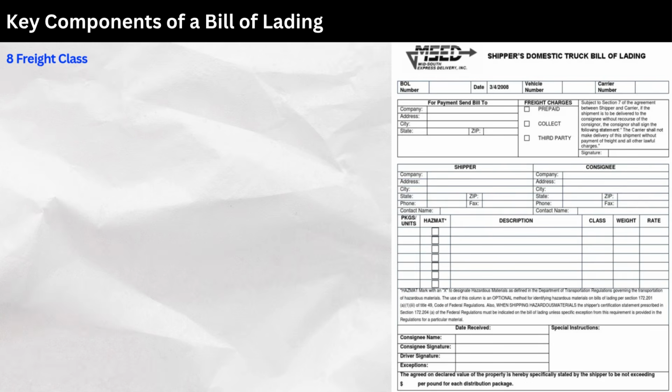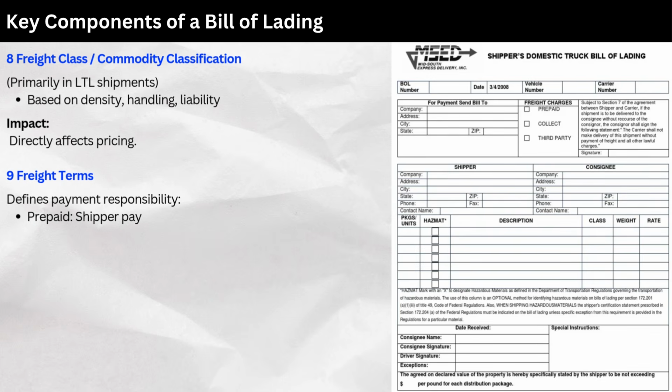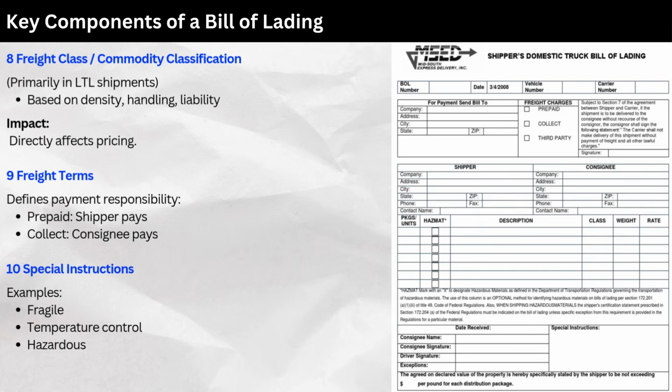8. Freight class, commodity classification. Primarily in LTL shipments. Based on density, handling, liability. Impact: directly affects pricing. 9. Freight terms. Defines payment responsibility. Prepaid, shipper pays. Collect, consignee pays. 10. Special instructions. Examples. Fragile. Temperature control. Hazardous material handling.